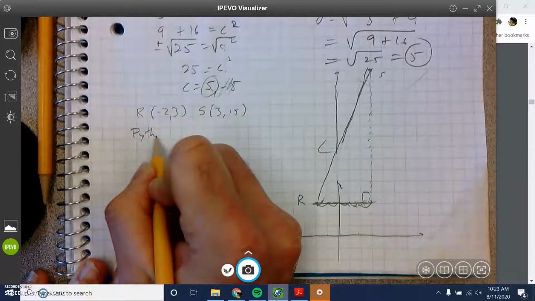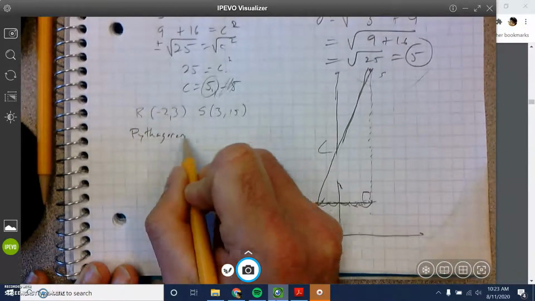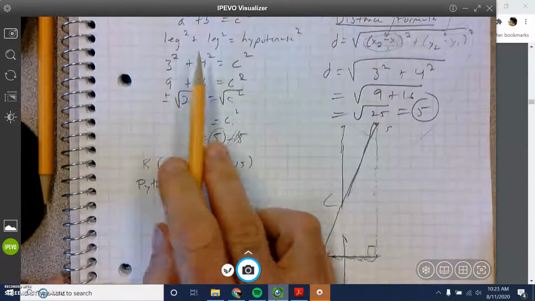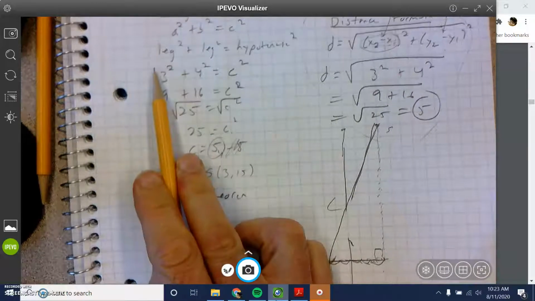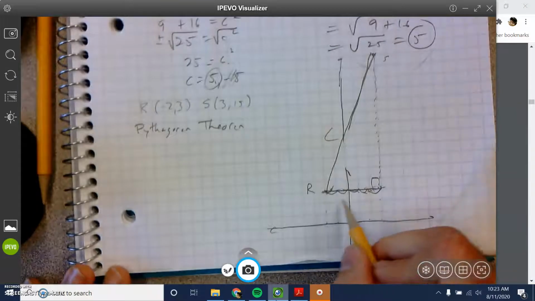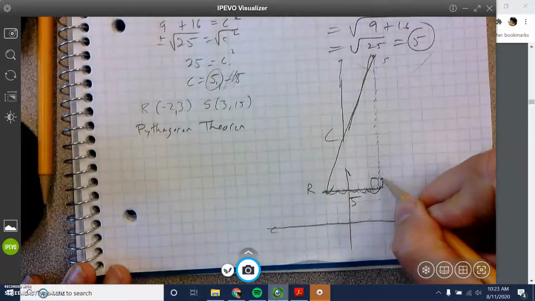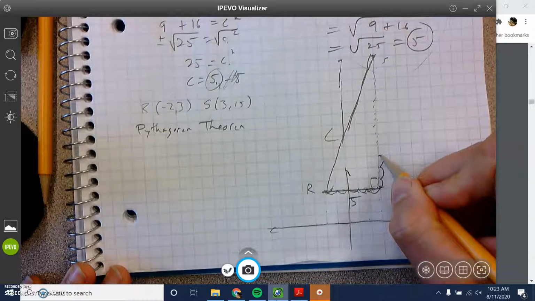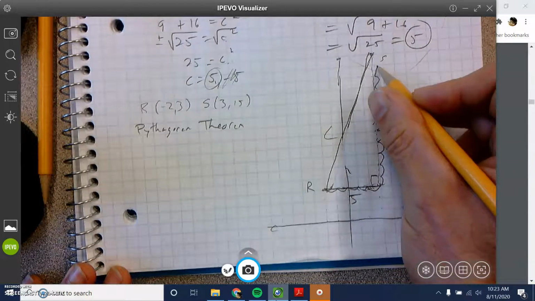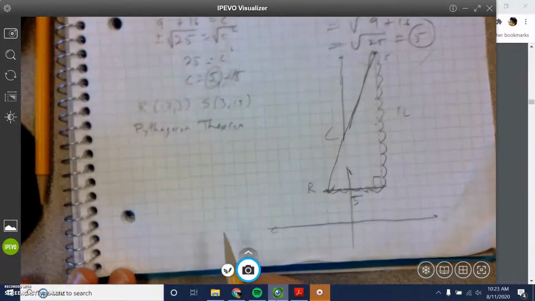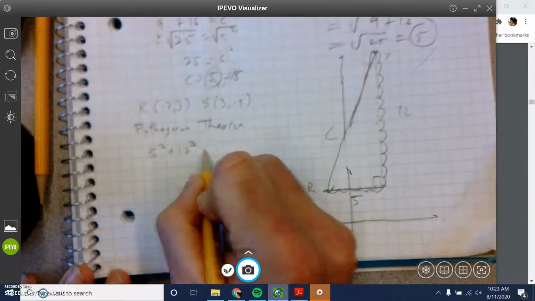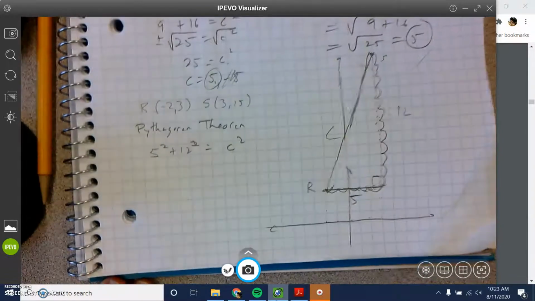So Pythagorean theorem. Remember, that's a squared plus b squared equals c squared. Leg squared plus leg squared equals hypotenuse squared. Always go back to your notes. That's why you've got it. So this is 5. And this is going to be 1, 2, 3. Take your time. 3, 4, 5, 6, 7, 8, 9, 10, 11, 12. Bam. So leg squared plus leg squared equals hypotenuse or distance squared.